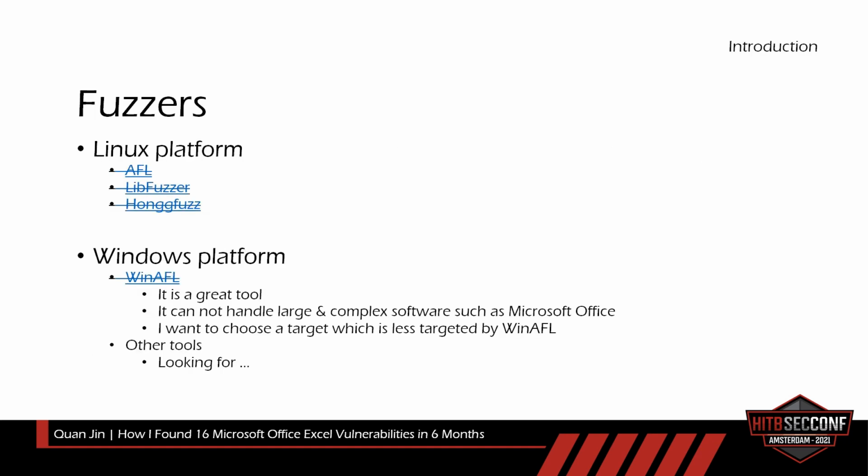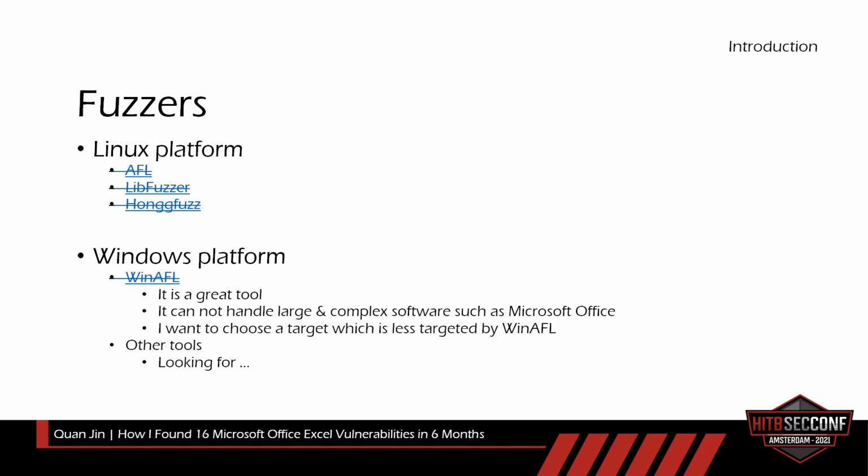There are many fuzzer tools for Linux platform, such as AFL, LightFuzzer, and HungerFuzz, but there are fewer fuzz tools on Windows platform. WinAFL is a great tool. However, it cannot handle large and complex software such as Microsoft Office. Over the past 3 years, hundreds of bugs on Windows platform were found by WinAFL, which means there is basically no chance to find more bugs through it.